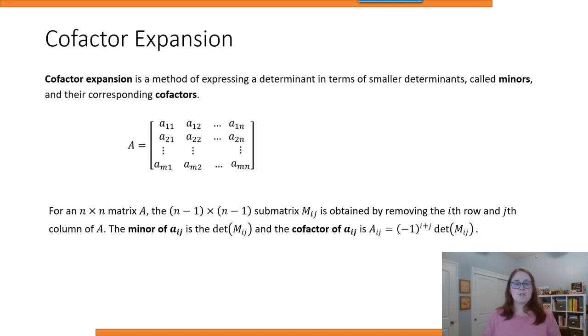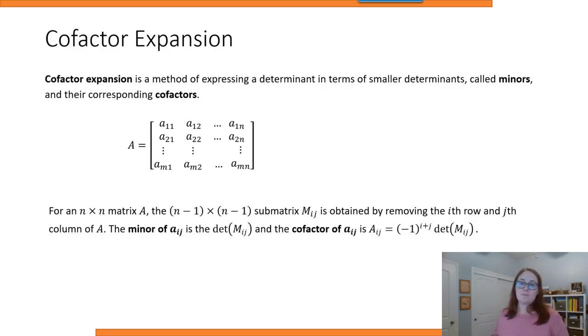So if I have this n by n matrix A, I'm going to get a matrix that's just 1 row and 1 column smaller, called the submatrix. So it's a matrix within the bigger matrix. We're going to call that M, and specifically Mij, depending on how I got the matrix. And we obtain it by removing the ith row and the jth column from the matrix A.